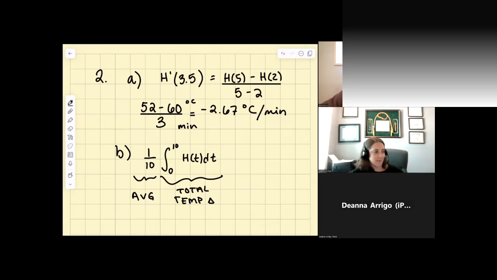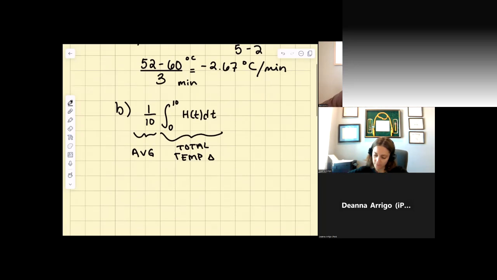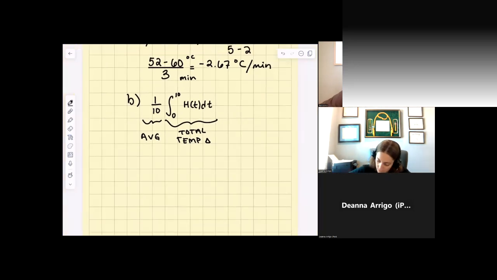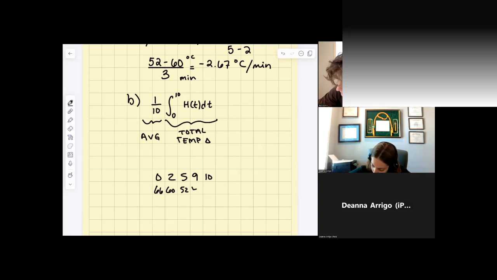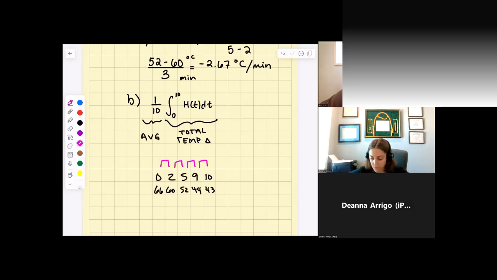So you've got this table, which is helpful because they want you to use 4 subintervals. Let me draw the table out so I can show you what I mean. You've got 0, 2, 5, 9, 10, and then 66, 60, 52, 44, and 43. So if you look here, 1, 2, 3, 4. Those are the subintervals they're talking about: between 0 and 2, between 2 and 5, between 5 and 9, and between 9 and 10.